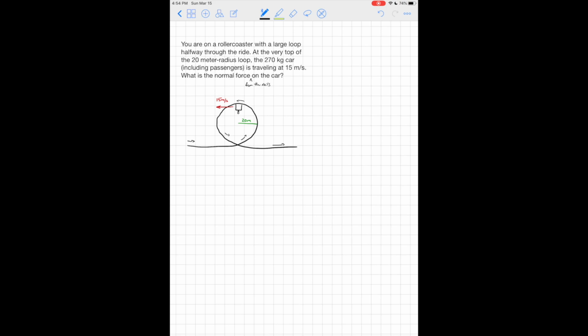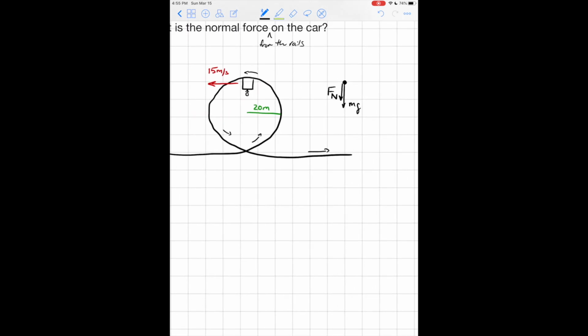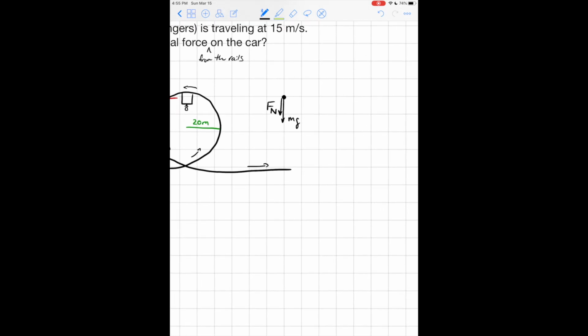So when we're considering the normal force, if we're drawing a free body diagram at this point, obviously we have our weight, mg, down, but I also think that we have some normal force down. The normal force isn't up because if we think about how we are pressed against the surface of the rails, the rails are providing a force down on us. It's helping to keep us in the loop.